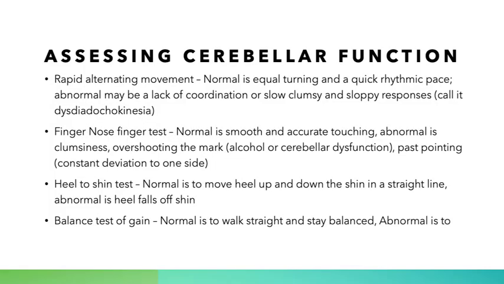Next, we can test the lower extremity coordination by asking the person to lie in a supine position and place the heel on the opposite knee and run it down the shin from knee to the ankle. Normally, the person will move the heel in a straight line down the shin. A lack of coordination or a heel that falls off the shin will occur when there is cerebellar disease.